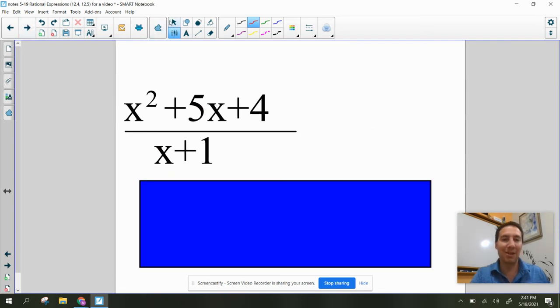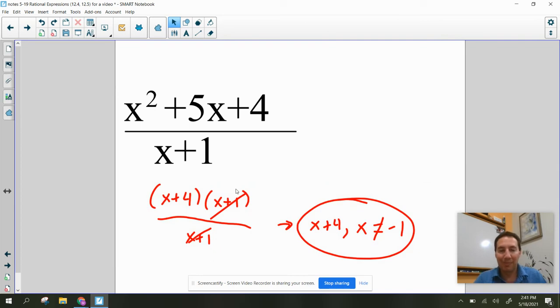All right, another practice problem here. Factor, see if you can cancel things out. I got this, x plus 4, where x can't equal -1 as my restriction. Hopefully that worked out for you.